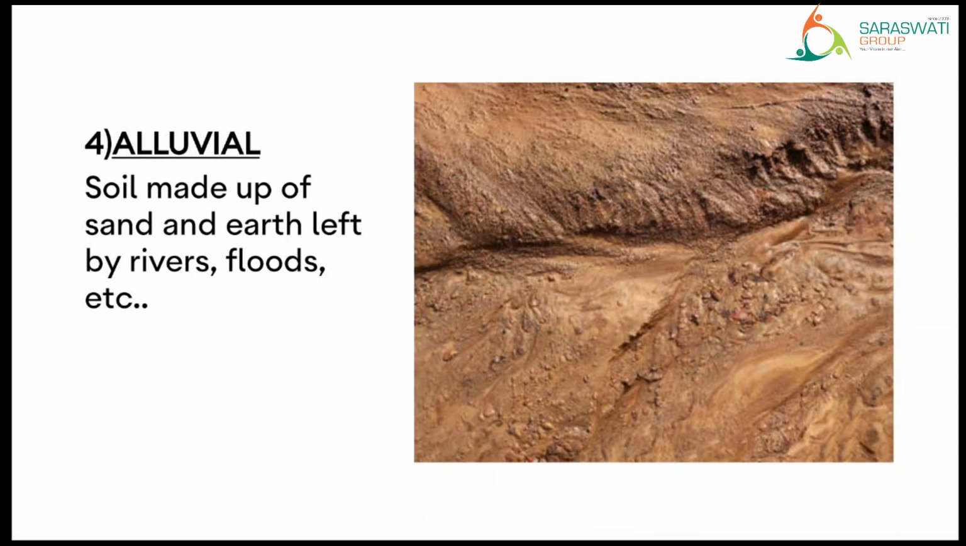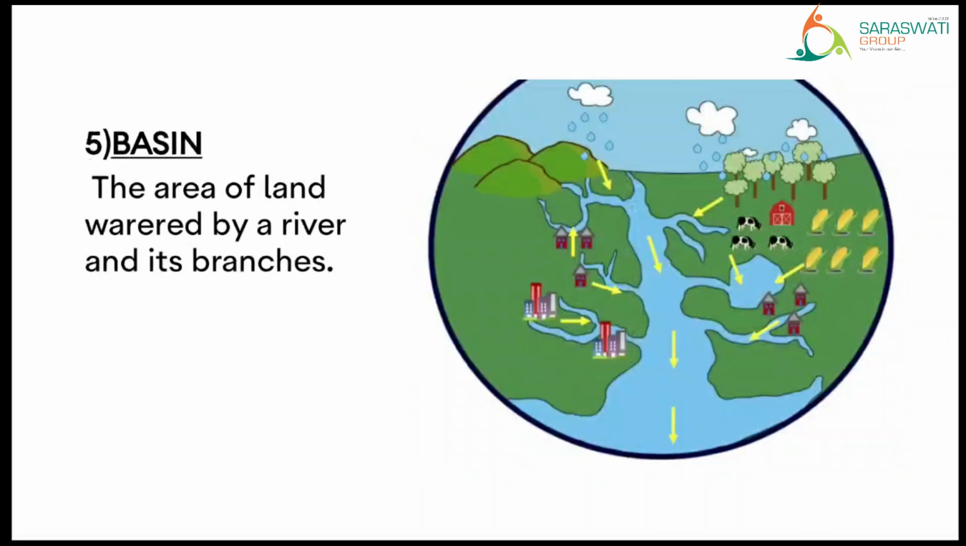When there is heavy rainfall, there is a flood, and even at that time, when the water gets drained, you can see the dust particles. So rivers and floods make the soil fertile because of the silt, and this type of sand is called alluvial soil. Clear? Next one, basin.